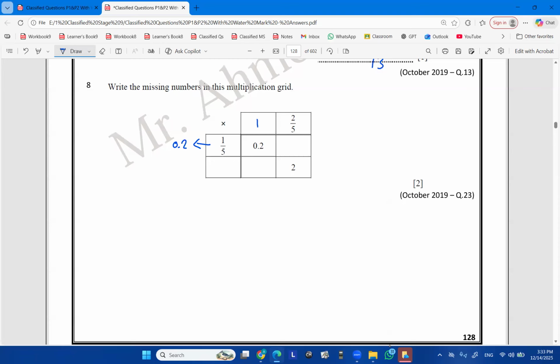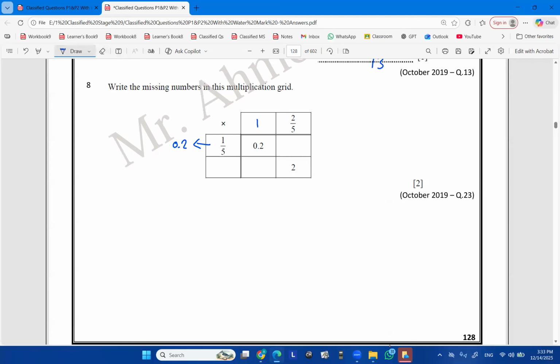0.2 is just 1 over 5. We know that this is just 1 over 5. So 1 over 5 times what is 1 over 5? Aha, 1 over 5 times 1 is 1 over 5. Exactly. Let me erase the one inside this box.